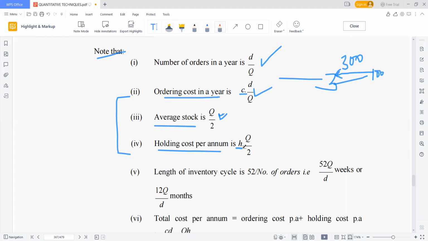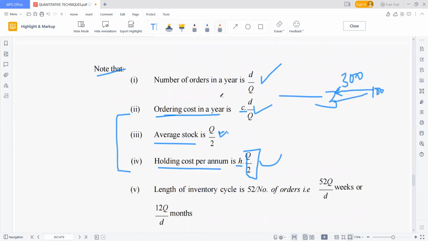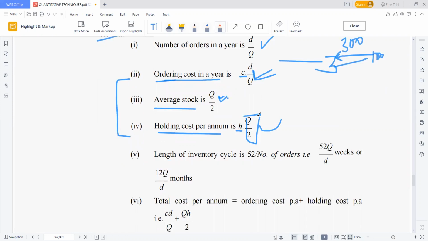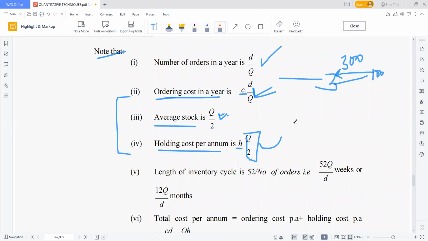Here we have to bring in holding cost per unit. But this time we are multiplying with our average stock. Don't forget that Q divided by 2 is average stock. If we are dealing with holding cost, we are using average stock. Please, that's the shortcut. If you are dealing with ordering cost, you are not using average stock, you're using number of orders. And number of orders is D divided by Q. So that's the logic you can use in remembering it, please.